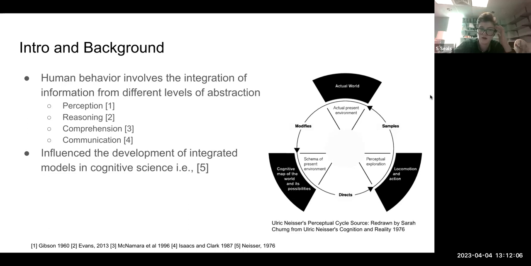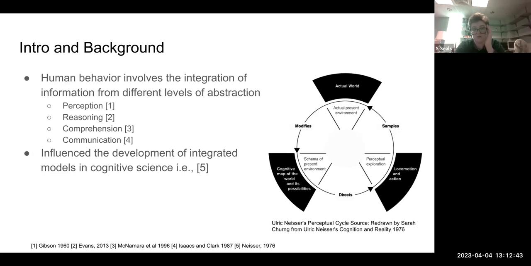Human behavior involves the integration of information from different levels of abstraction. This includes perception, which is the process by which you encounter things in the real world, and then the cognitive processes that transform those representations into your knowledge about the world. Reasoning, the process where people, given certain information, can integrate that information into new conclusions. Comprehension, and then communication.